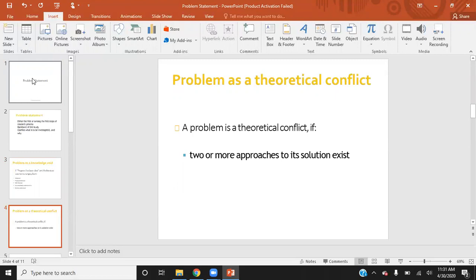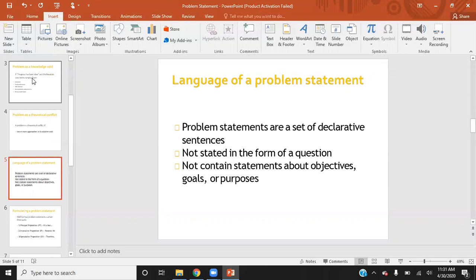The problem can be a theoretical conflict. That means that two or three solutions are there and you don't know which one to take, or there are two or three ways of doing something and you don't know which one is the best fit. So you go and you research, and then you find out and you give a proper solution.